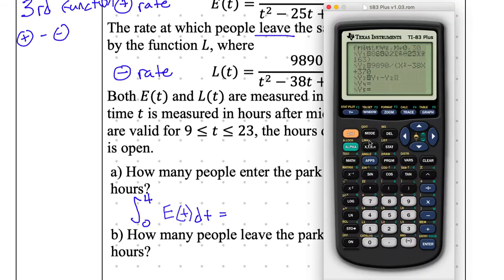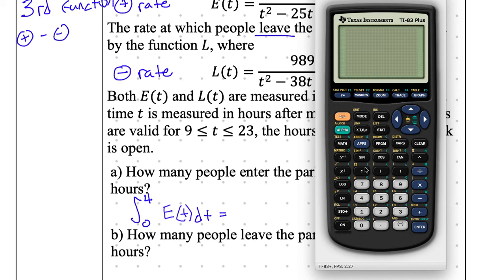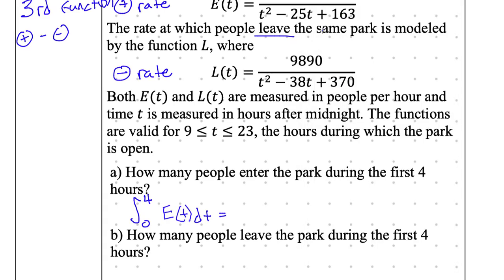So I'm going to do second mode to quit out of this. Math 9 to do integral. VARS right, enter, enter, Y1 with respect to x from 0 to 4. Ooh, syntax error. What did I do? Oh, I typed in a square there. It should have been a t squared, so second insert x squared. Let's try entering that again. I get 303.571. We round because that's people. So 304 people.